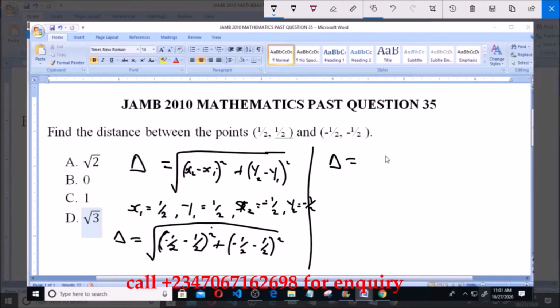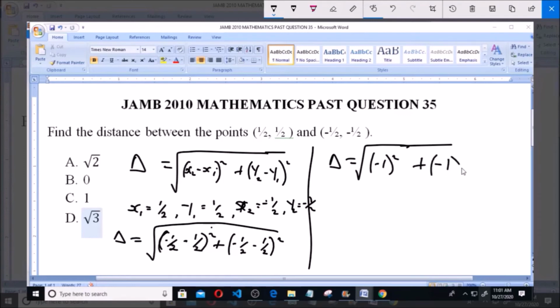Minus 1. Give us square root of minus 1 square plus minus 1 over 2 minus 1 over 2 will give us minus 1 square. So we have D is equal to square root of 1 plus 1, because minus 1 square is 1, minus 1 square is 1. So this is equal to root 2. So the distance between these points is root 2, and that is option A.